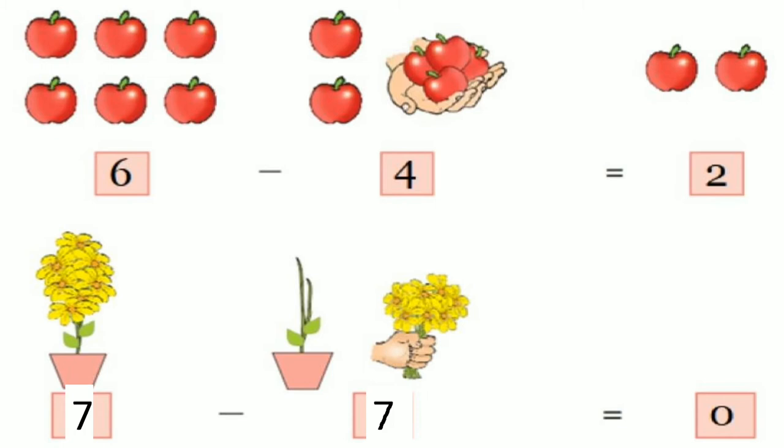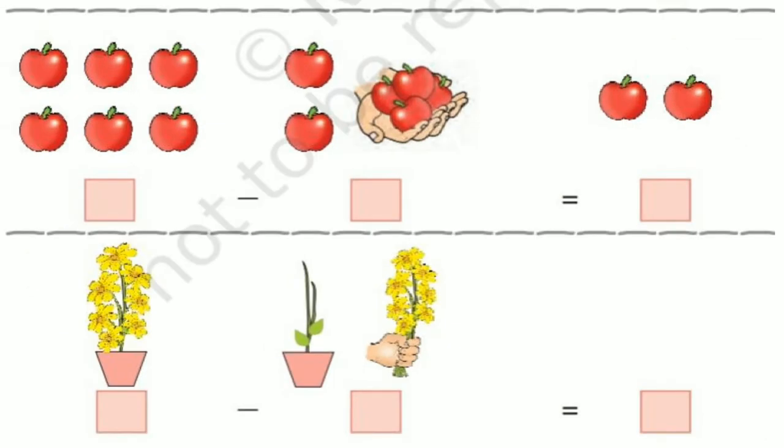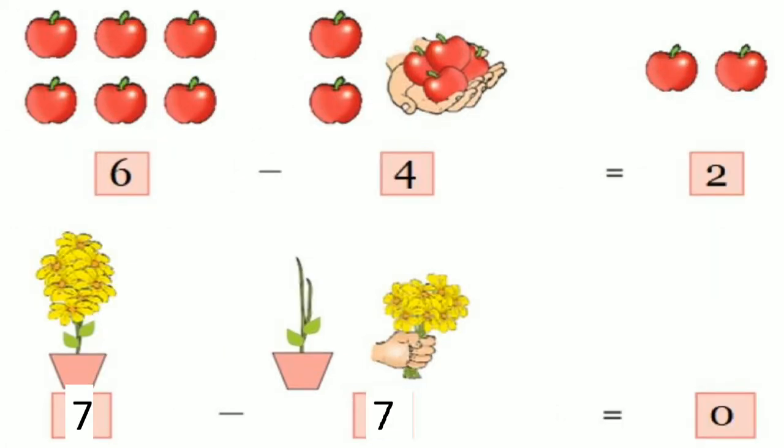In the next picture, we can see a flower plant. How many flowers are there on the plant? Let us count. 1, 2, 3, 4, 5, 6, 7. There are 7 flowers. If we pluck all the 7 flowers, how many flowers will be remaining on the plant? 7 minus 7. No flowers will be remaining. So 7 minus 7 is 0.